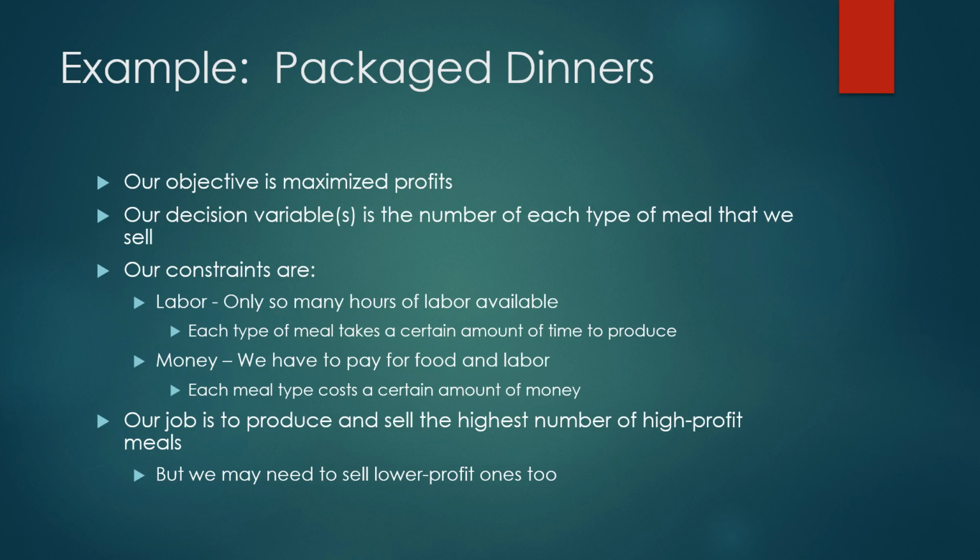Another meal type might cost twice that much to produce. So our job is to produce and sell the highest number of high profit meals. But we also may need to sell lower profit ones too, and I'll go through that on the next slide. Why would we worry about lower profit ones? If we really were trying to maximize profits, why don't we just sell the high profit ones?